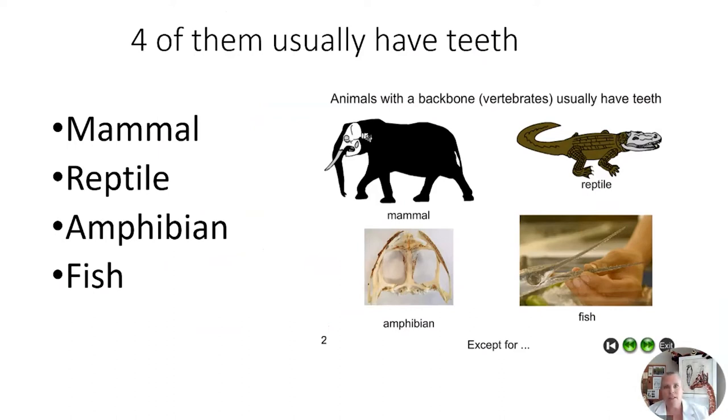And how about the alligator? Definitely lots of big teeth. The amphibian, that's like a frog. They have teeth on their top row, their top jaw. And look at that fish. I think that's a gar. You see those tiny little teeth in that fish? Those are some tiny little teeth, but it would help that fish survive.